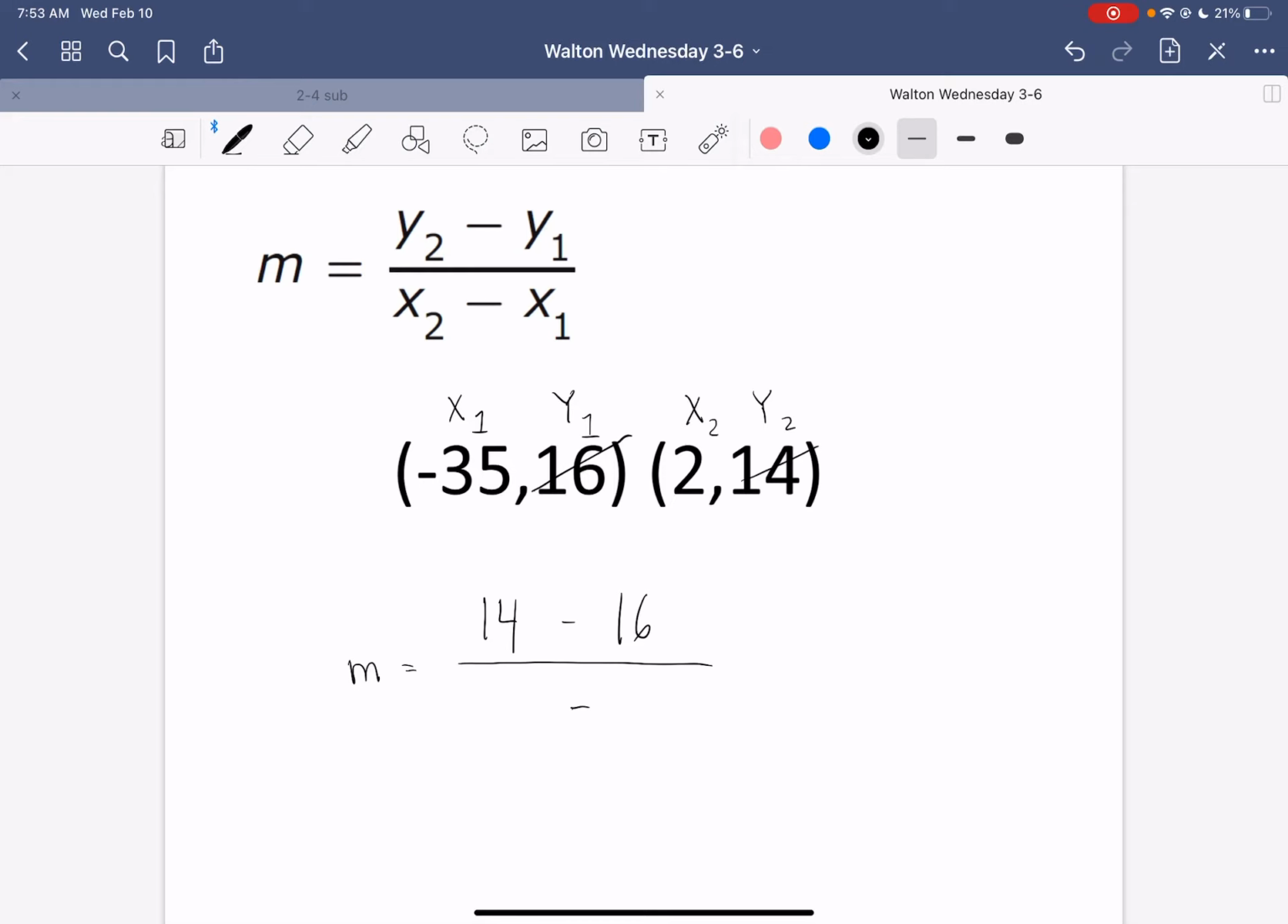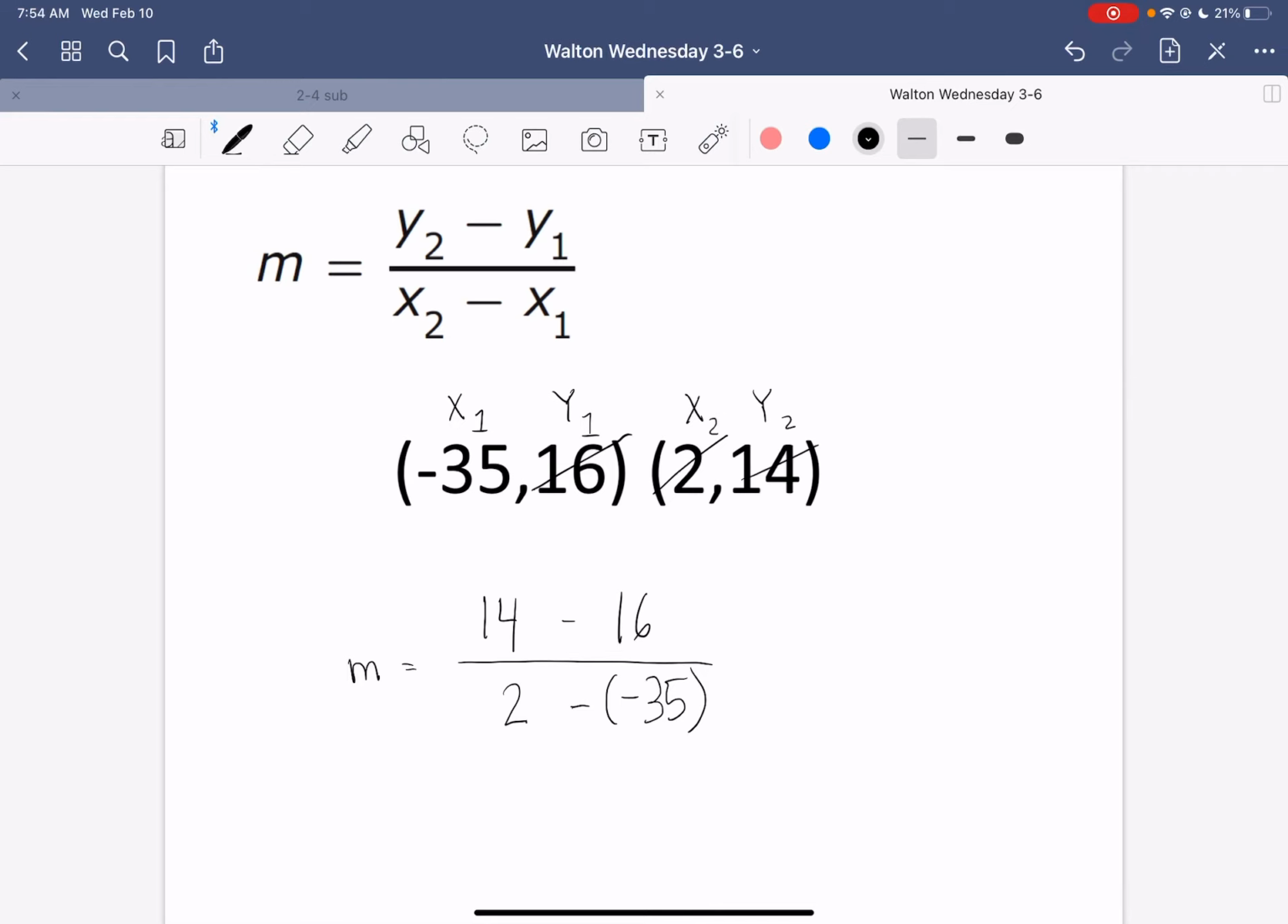So now I'm going to take x2, which is positive 2, and then I have x1 being a negative 35. So this is very important that we include the negative. Even though that subtraction sign's already there, I'm going to use parentheses to separate the minus and the subtraction. So this is when you would want to possibly pull out your calculator, or you can still do it in your head.